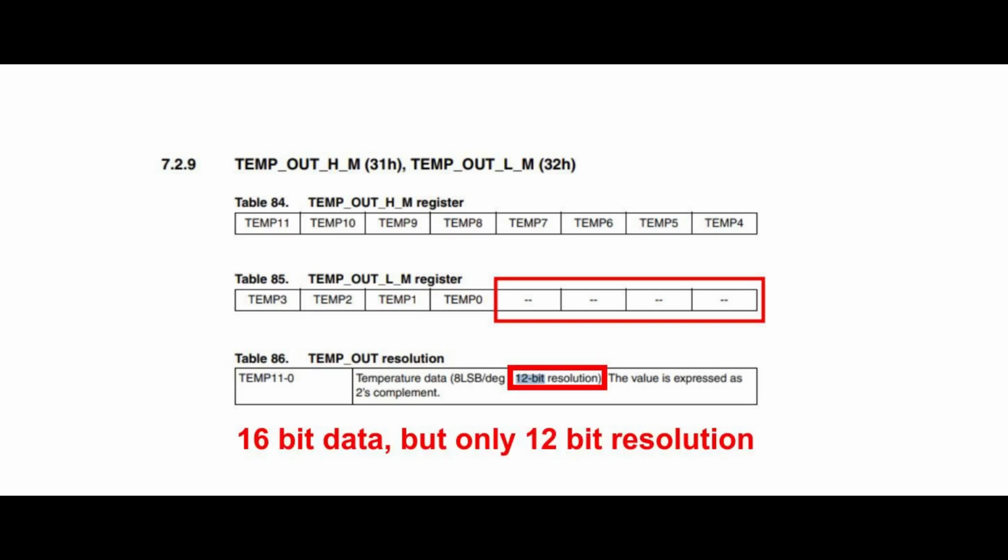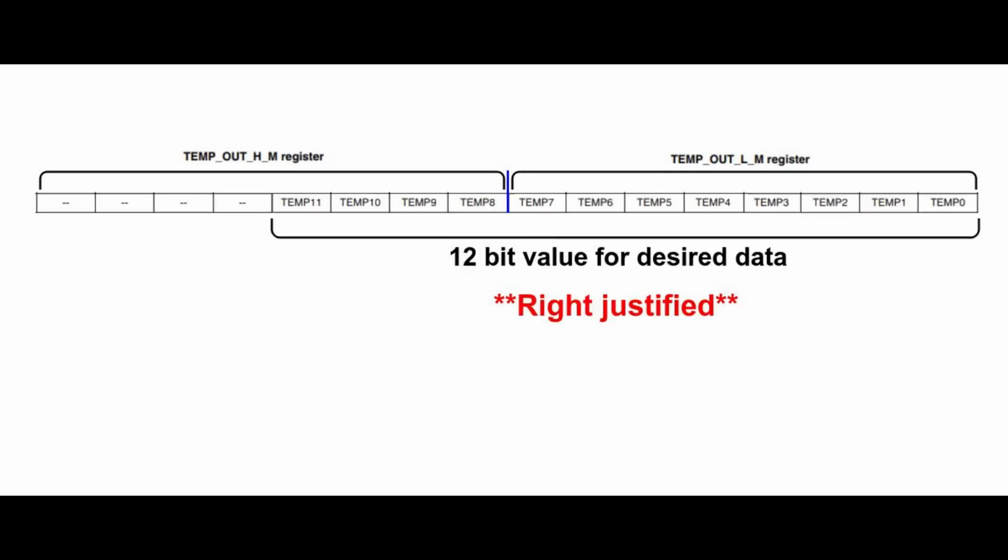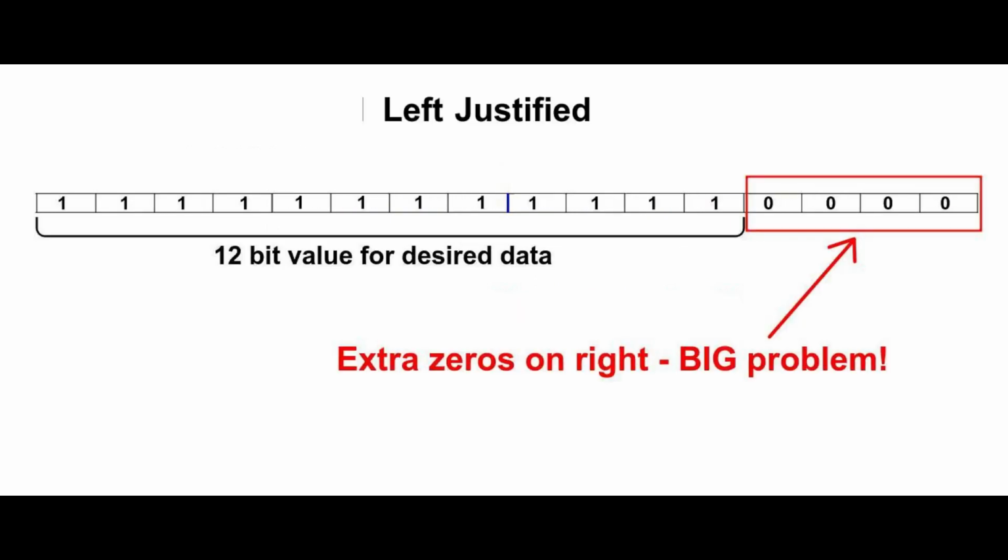A problem you need to be aware of when you're not using all 16 bits of data is you need to figure out how it's lined up. In the case of this temperature register, when we concatenate 2 bytes, we end up with a left justified 12-bit value. If it were the other way around and 4 bits of the high byte were unused, we would have right justified data. If our value is left justified, the bits on the end are going to be filled with zeros, and we'll have a huge error when we tell our program to read the value.